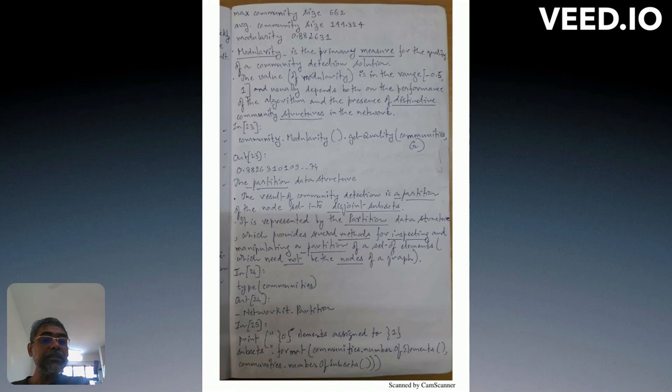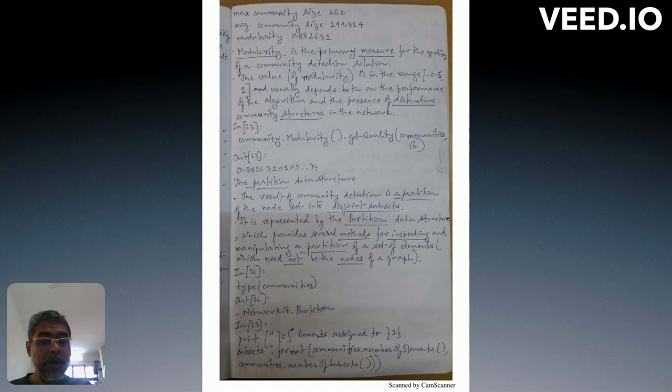Like average community size equal to 662, and average community size equal to 144. And we can have modularity as well, which is a primary measure for the quality of the community detection algorithm. The value of modularity is in the range of minus 0.5 to 1, and usually depends on the performance of the algorithm and presence of distinctive community structures in the network.